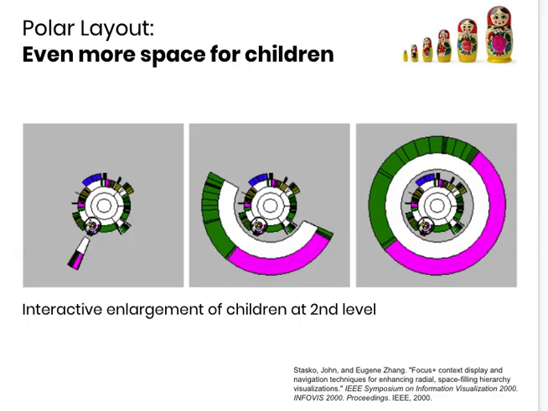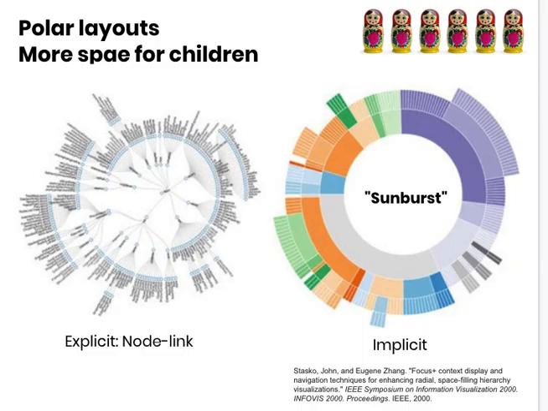So polar layouts are really efficient when you have a lot of children, a lot of leaves, because you have more space to show all these leaves. And still, it's kind of possible to see the deep branches. Of course, if you have very, very deep branches, your circle may become a little bit unbalanced.